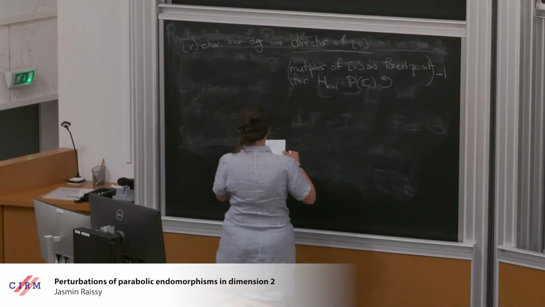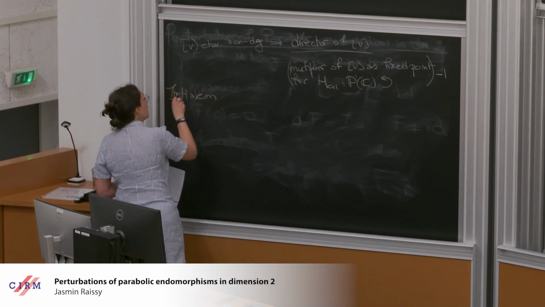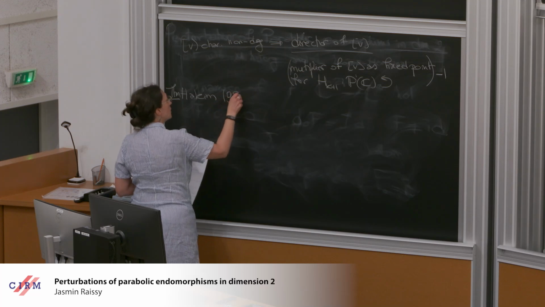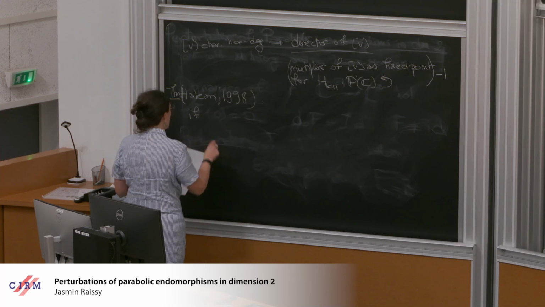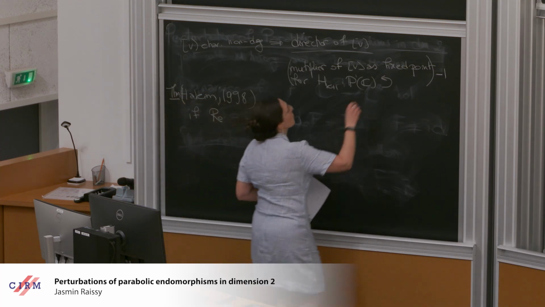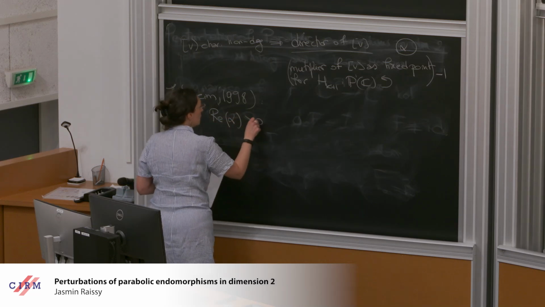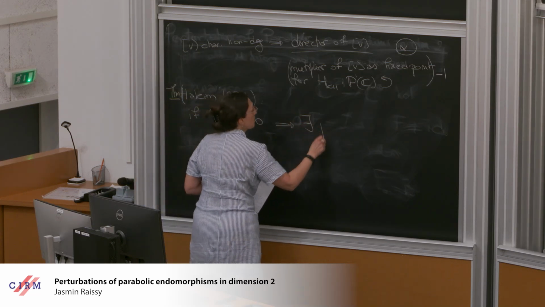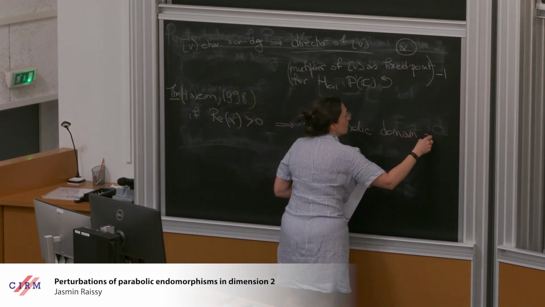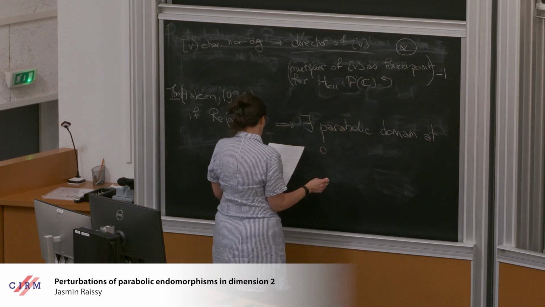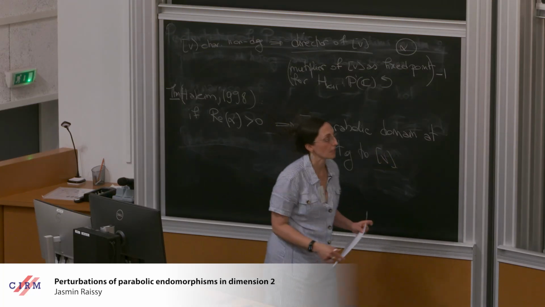And what Hakim tells you in 1998 is that if the real part of this director that I'm going to call alpha is bigger than 0, then there exists a parabolic domain at 0, tangential to V. So this is the easiest case possible.